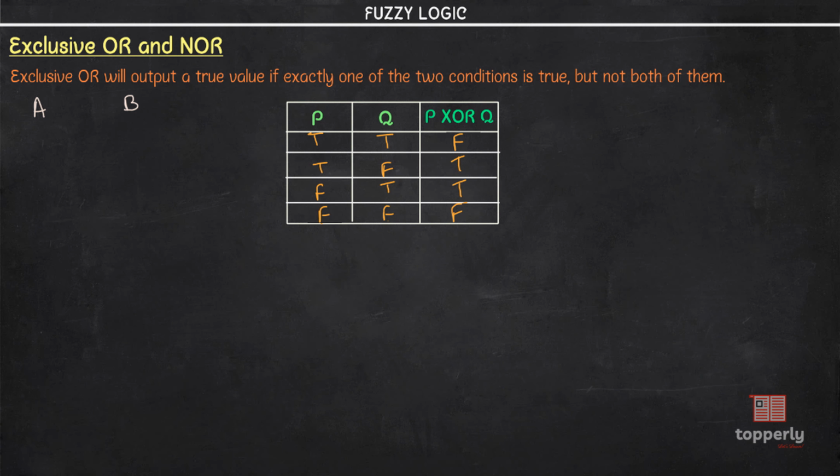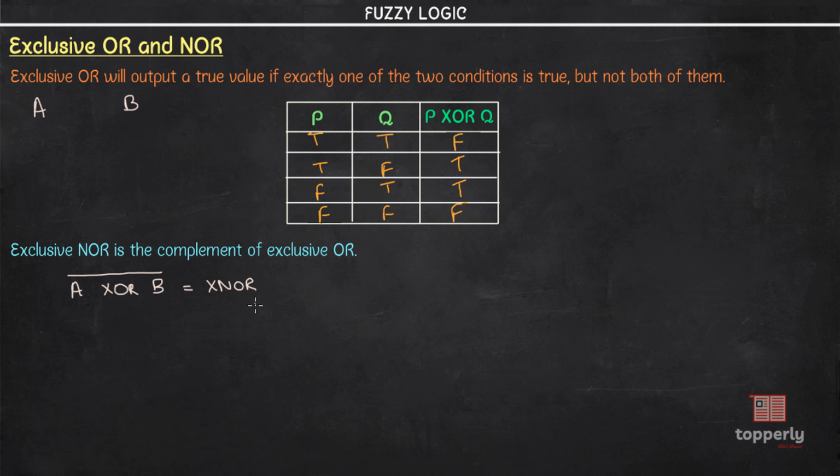Coming to exclusive NOR, we can say that exclusive NOR is the complement of exclusive OR. For example, if you have two single propositions A and B and we are taking the exclusive OR of A and B, then exclusive NOR will be the negation or the complement of exclusive OR. Therefore, A XOR B, the whole negation, will give you your XNOR or your exclusive NOR. So let's take a look at the truth table of exclusive NOR.